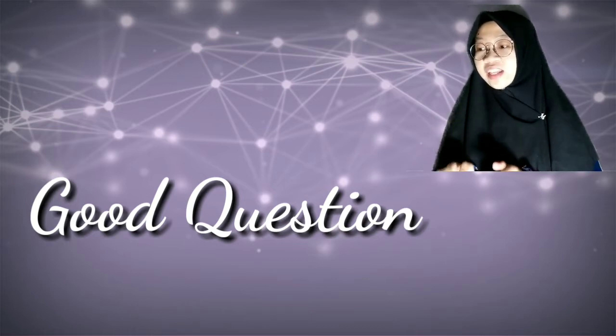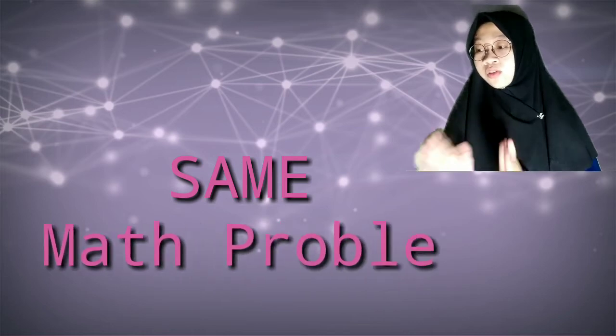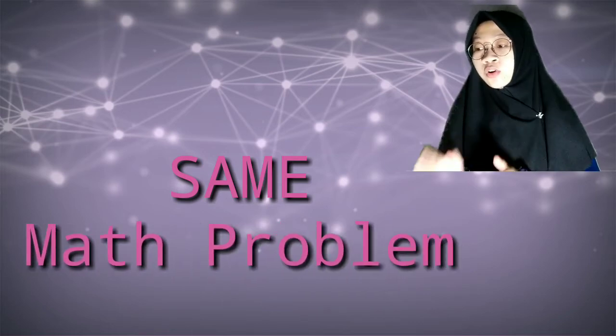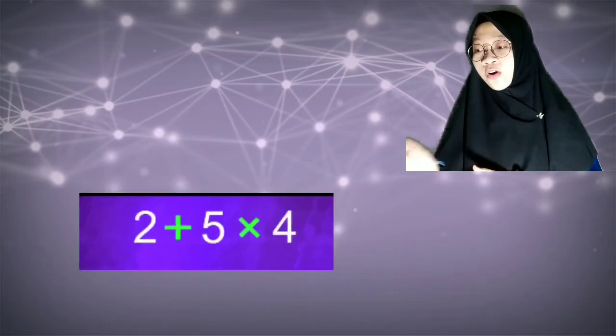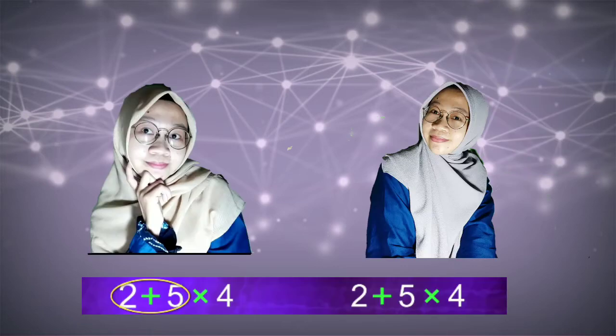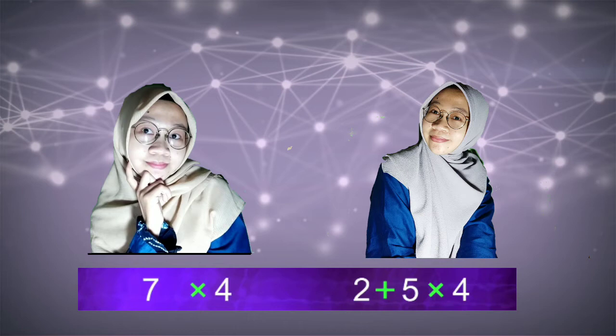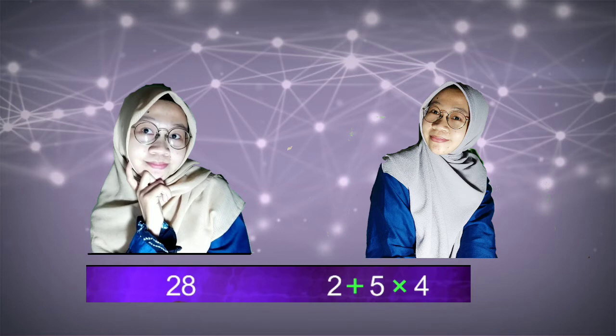And to answer it, we're going to give two totally different people the same math problem to solve. The problem is 2 plus 5 times 4. I like addition better than multiplication, so I'm gonna do that first. Let's see, 2 plus 5 gives us 7, and then I just multiply that 7 by the 4, and I get 28. That was easy, but you'd better not copy my answer.